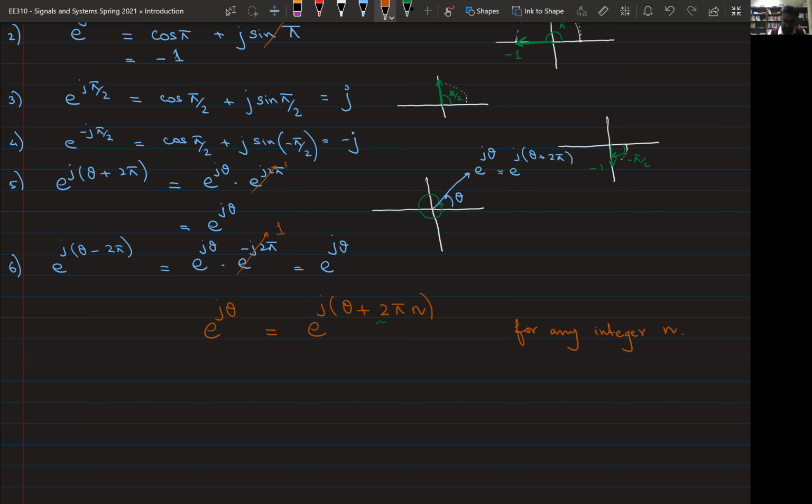So this is the fundamental result. This is extremely important. Not too hard, right? Quite fundamental, but important. Any questions so far?